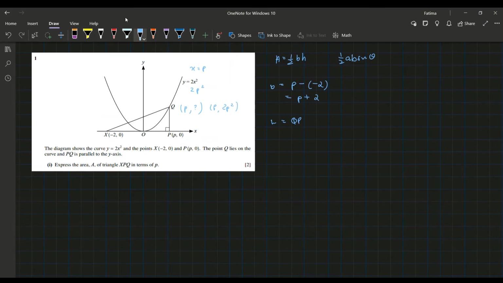Now the distance QP will basically be 2p squared minus 0, so it will just be 2p squared. And now because we have the base and the height, we can input that into the formula for the area. So that would be half into the base over here, which was p plus 2, and then the height over here was 2p squared. So we can simplify this. Half and 2 will cancel each other out. So it will be p squared into p plus 2, and that's p cubed plus 2p squared as the area of the triangle.